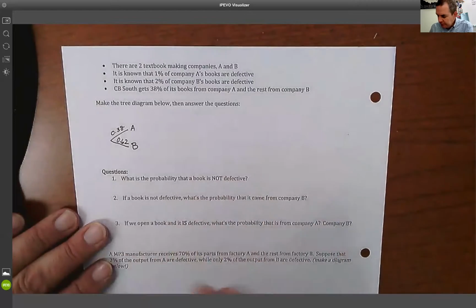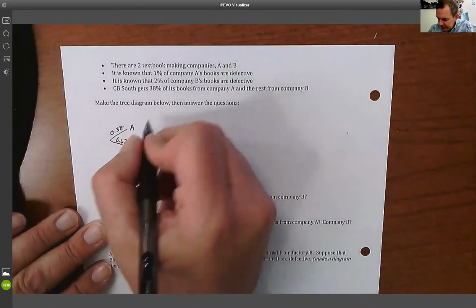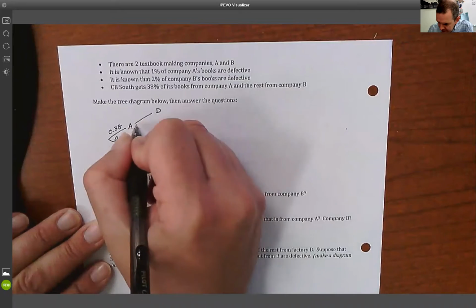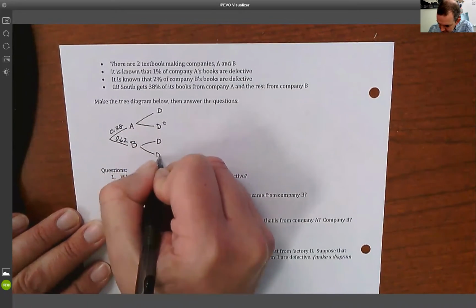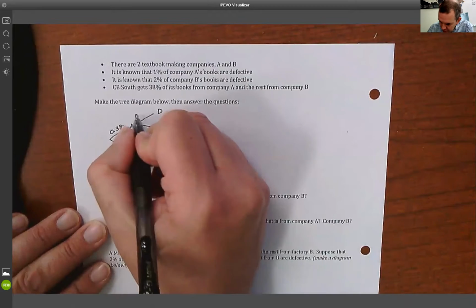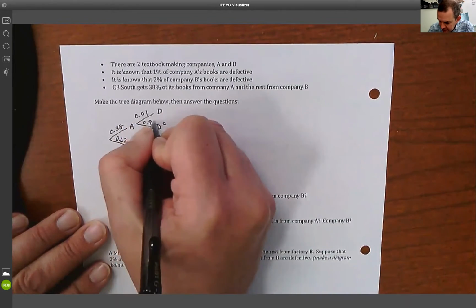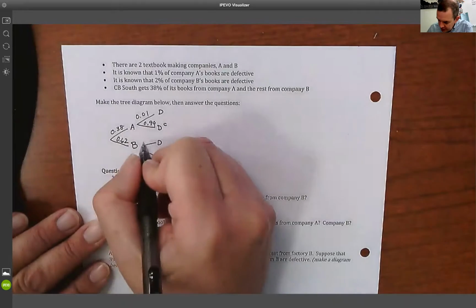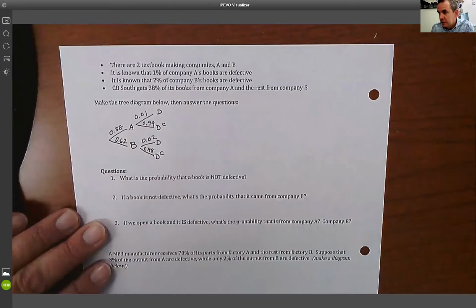Should share the screen, that would help. So we have 38% of them from A, 62% of them from B. You're either going to be defective or you're not going to be defective. And in this case, we know that 1% of A's are defective, which means 99% are not defective. 2% of B's are defective, which means that 98% of B's are not defective.